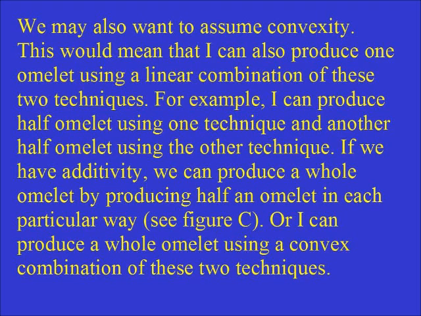I also want to assume convexity. This would mean that I can produce one omelet using a linear combination of these two techniques. For example, I could produce half an omelet using one technique and another half an omelet using another technique. If we had additivity, we can produce a whole omelet by producing half an omelet in each particular way, just like figure C below. Or I can produce a whole omelet using a convex combination of the two techniques, as we'll see in the next graph.